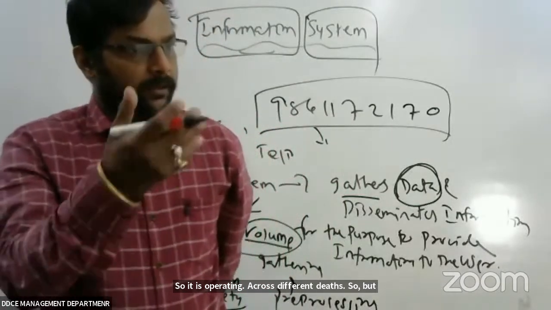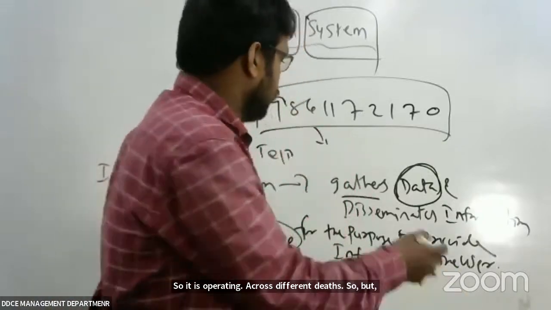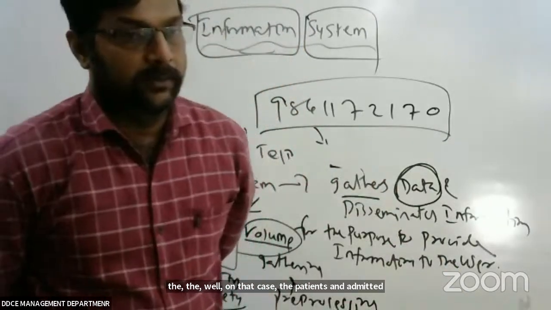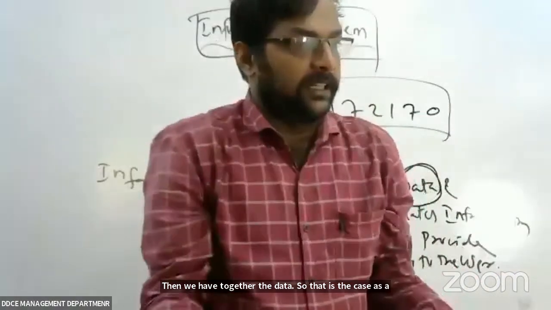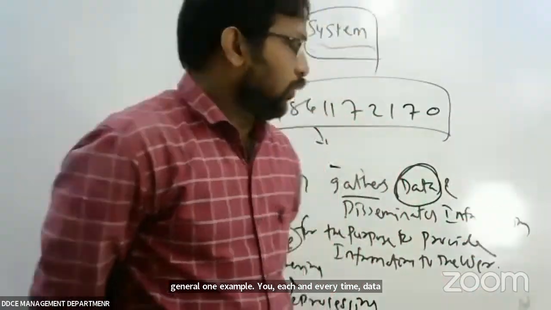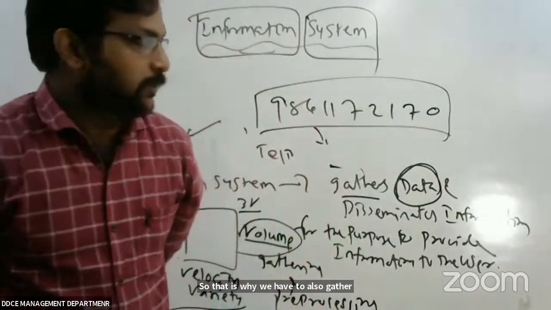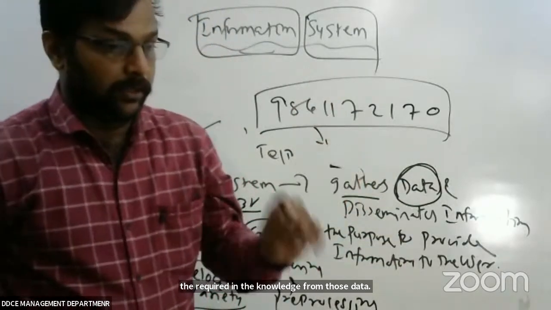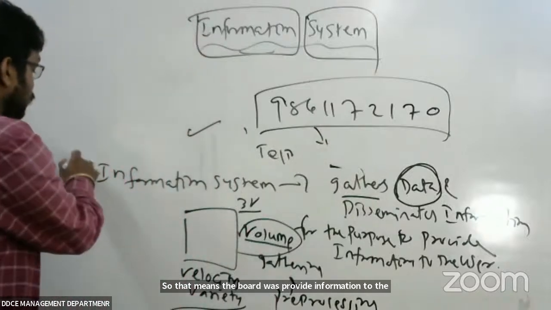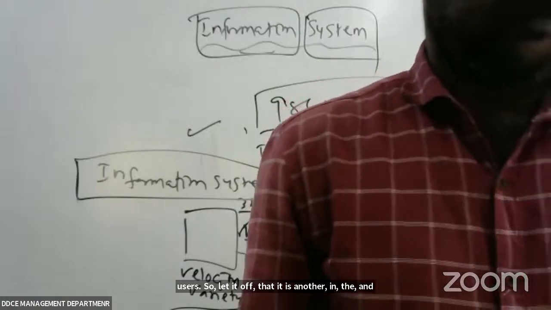In that case, the patients are admitted daily. That means the data is stored daily, and we have to gather the data. As one example, each and every time data will be generated. So that is why we also have to gather it and derive the required knowledge from that data. The purpose is to provide information to the users. So that is the definition of the information system. Get it clear? Defining the information system.